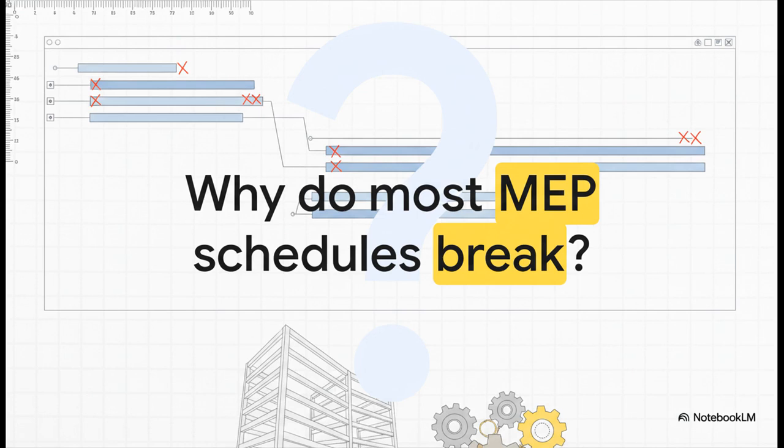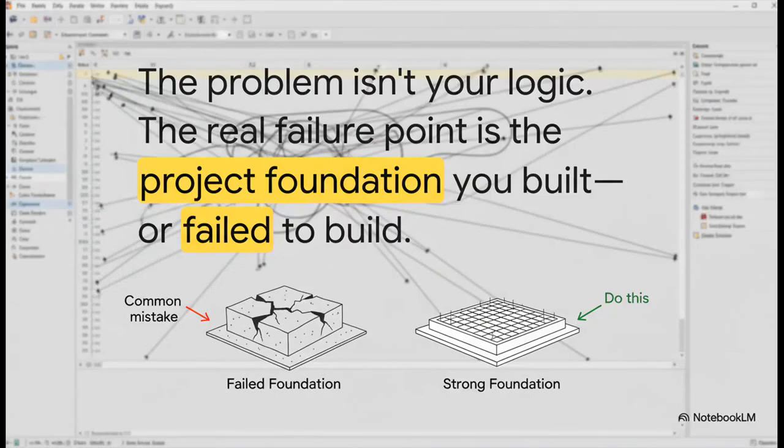Why do most MEP schedules fall apart? Even the ones that look absolutely perfect on day one. You spend weeks linking everything up, you check all your logic, and then, poof, it just breaks. Why? And here's the thing, the answer might actually surprise you. The problem isn't your complicated logic. It's not those finish-to-start relationships or some tricky lag you put in.